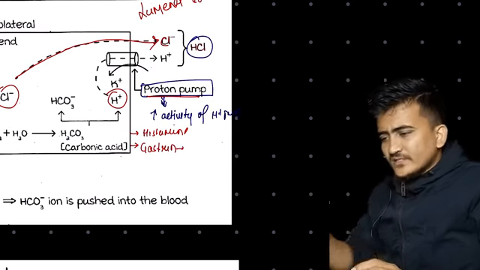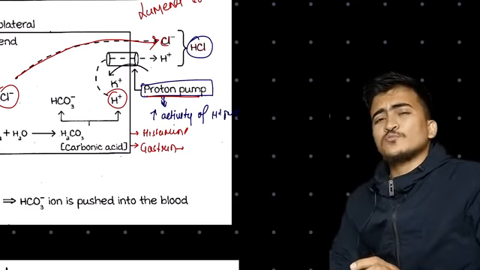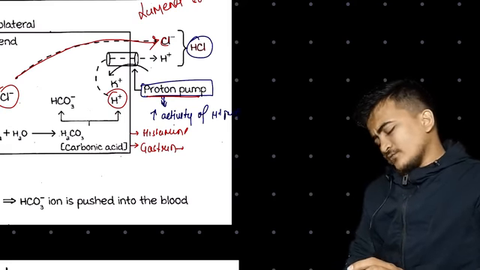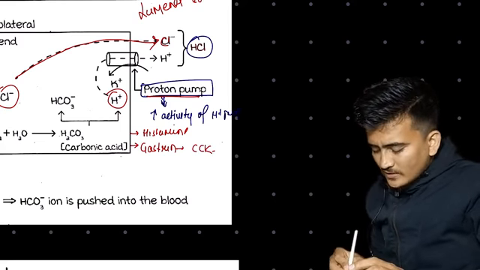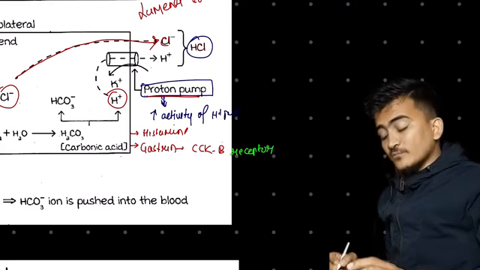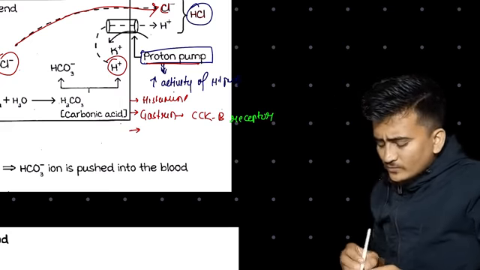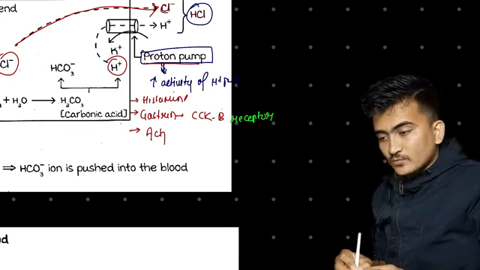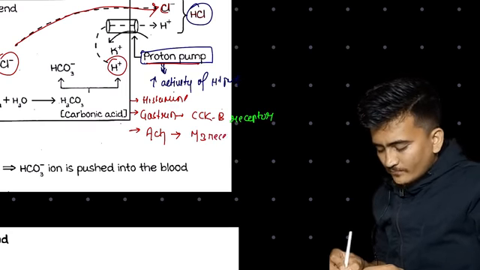Now what is this gastrin? Gastrin is a hormone that is produced by G cells. If you remember, we talked about this in gastric glands, G cells. Now this gastrin is mediated through the CCK beta receptor. It is important when we will be discussing the hormones. Gastrin will be mediated through the CCK beta receptor. Similarly, another thing that will increase the activity of this proton pump is acetylcholine, and it will be activated through the M3 receptor.